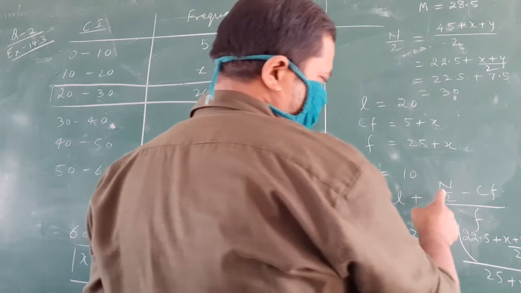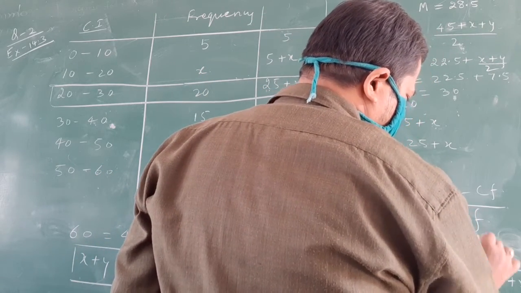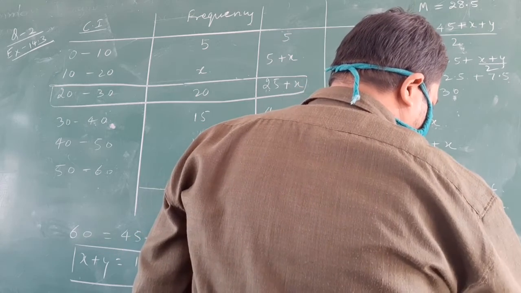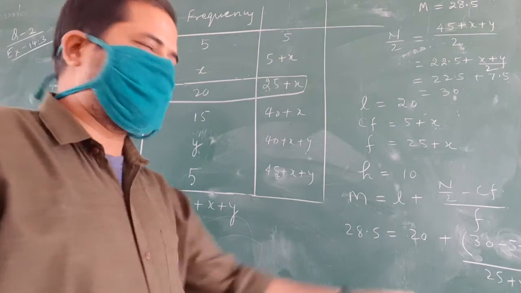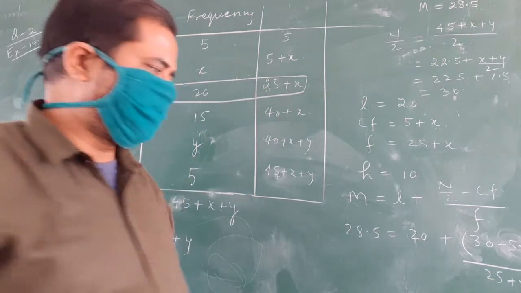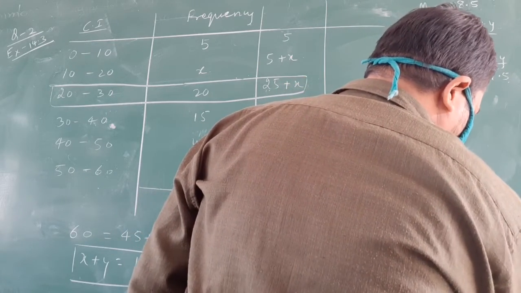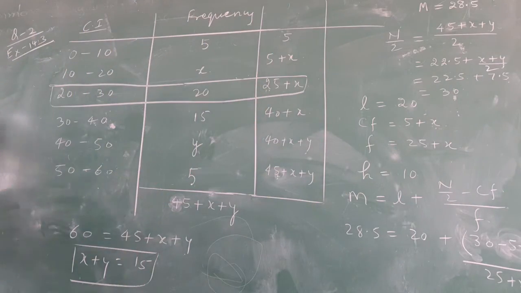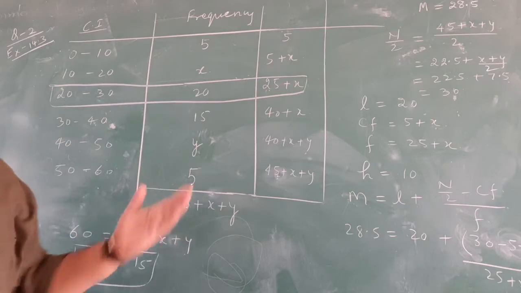And here for n by 2, no need to put this. Here you directly put 30 minus 5 minus x. It becomes simple. 30 minus 5 minus x upon 25 plus x, multiplied by 10. Now we are writing this here. Erase this table, the table is not needed.